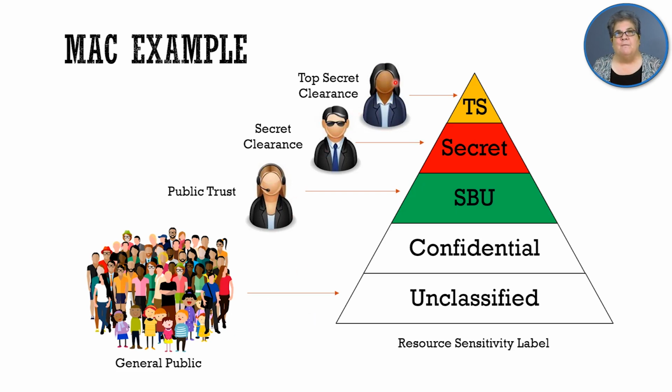Here would be an example of mandatory access control. I have all these sensitivity labels on resources, devices, removable hard drive systems, and then I have different people with different clearance levels. So here's someone with public trust, and they go through an extensive background check, but they can access sensitive but unclassified or anything below. Here's someone with a secret clearance, so they can access secret or below. Here's someone with a top secret clearance, so they can access TS or below. And of course, then you have the general public, and they can access just the unclassified stuff that we would just publish on a website for anyone to take a look at.